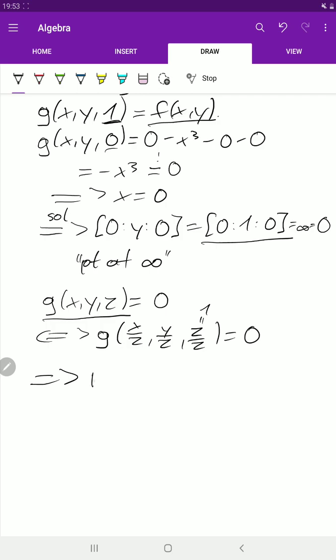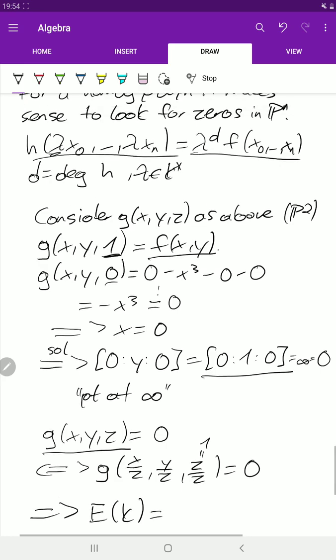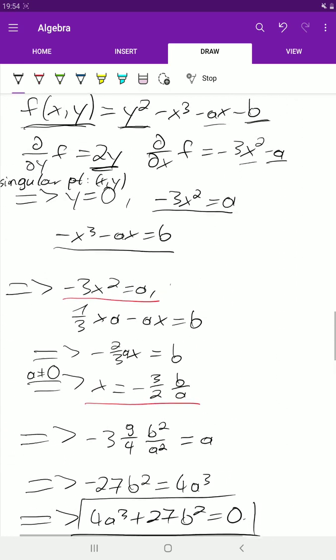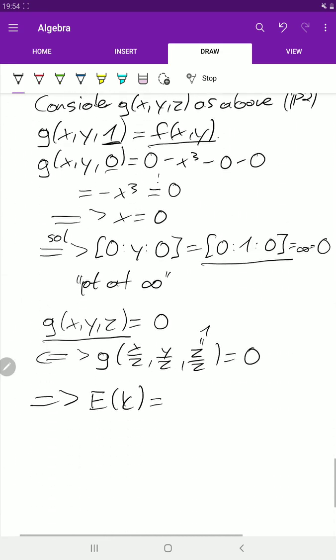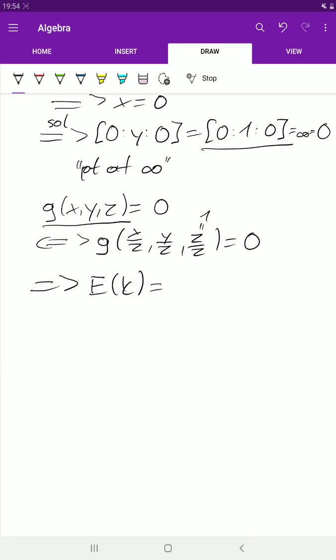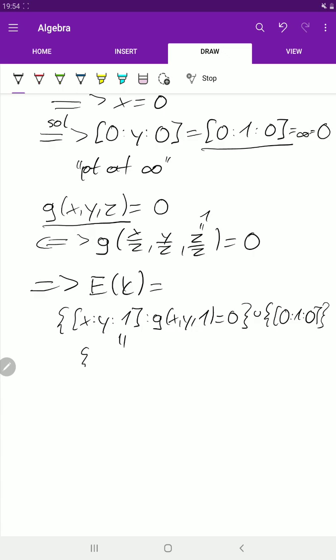Okay, and now we'll define the points of the elliptic curves. Before I said that it's just a set of x and y fulfilling this equation, but now we'll modify it a bit, namely we will set it to be the set of x, y, 1, where g of x, y, 1 is 0, and the point at infinity, so 0, 1, 0. And this is, as I mentioned before, basically, let me write it in parentheses, it corresponds one to one to the points x, y with f of x, y equal to 0.